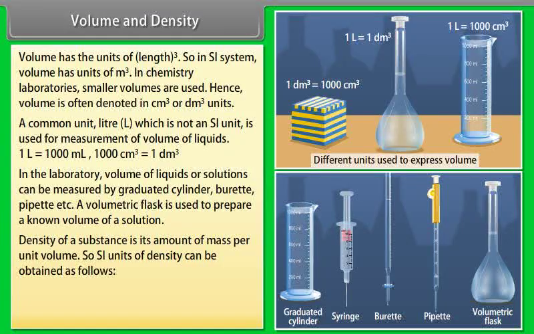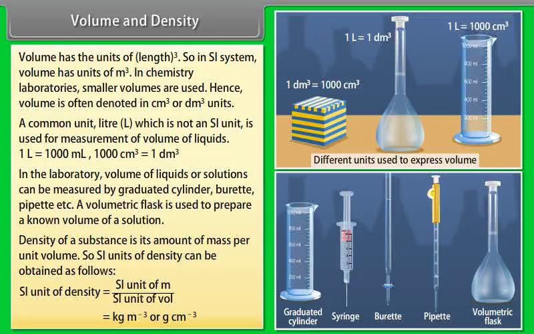Density of a substance is its amount of mass per unit volume. So, SI units of density can be obtained as follows. SI unit of density is equal to SI unit of mass upon SI unit of volume, which is equal to kg m raised to the power minus 3 or g cm raised to the power minus 3.